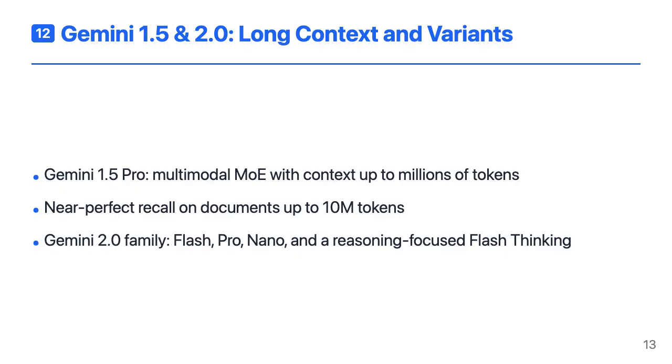Gemini 1.5 Pro dramatically extends context length into the millions of tokens and still maintains high recall even on documents with up to 10 million tokens. It can reason over long code bases, multiple long documents, and hours of video. The Gemini 2.0 generation introduces specialized variants: Flash for fast, cost-efficient workloads, Pro as a general workhorse, Nano for on-device use, and Flash Thinking as an experimental model that emphasizes explicit reasoning and explainability.